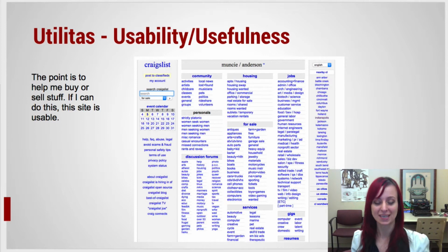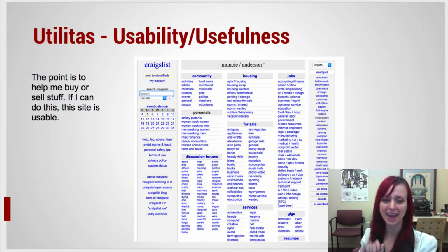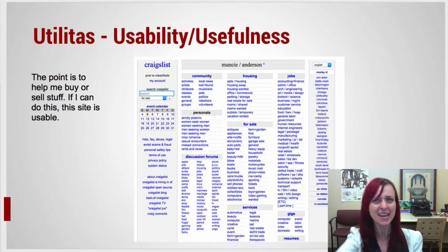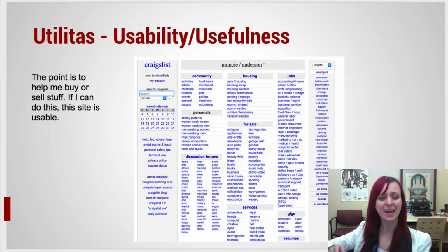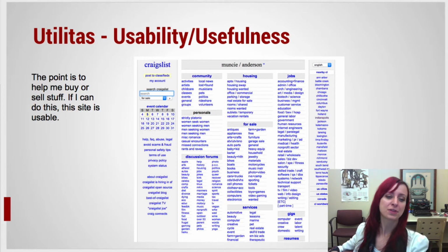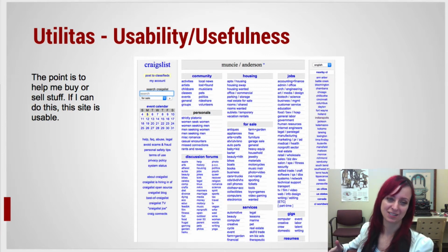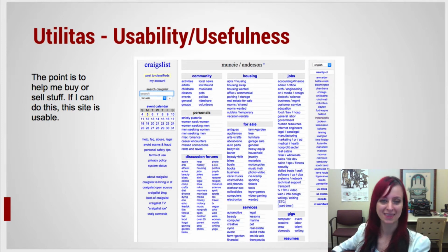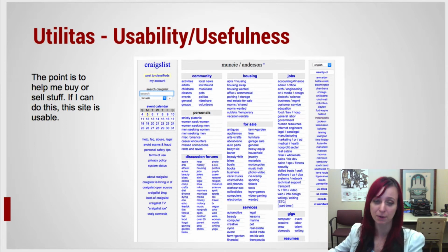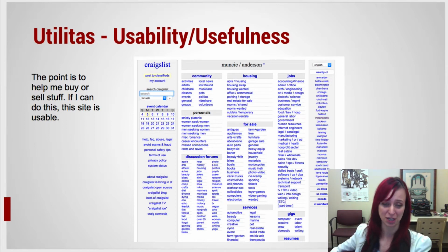One site that I always think is great is Craigslist. I used to really hate Craigslist and I would complain all the time, they need a graphic designer. But you know what? I don't think they do. The point is to help me buy or sell stuff. So if I can do that, then the site is usable. This site has utilitas. It doesn't have a lot of Venustas. It's not super ugly, but it's not the greatest. It could have better beauty, but for what it is, I think it's actually pretty good.